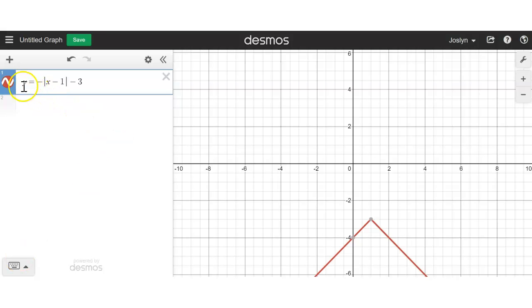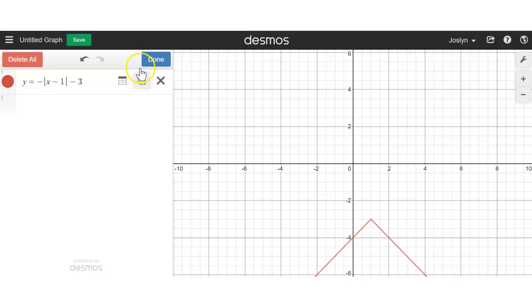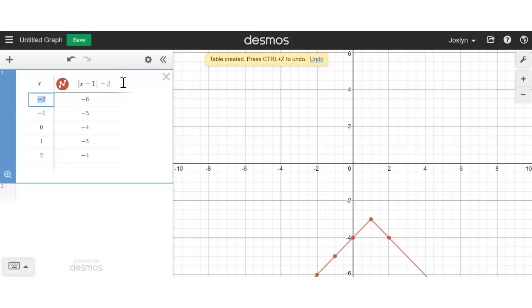So in Desmos.com, I've typed in our first equation, y equals negative the absolute value of x minus 1, minus 3. If you're looking to figure out where these absolute value brackets are, you can go onto your keypad and look for the straight line. Okay, in order to access the table, we're going to go to our edit list here, and then press the icon for convert to table.